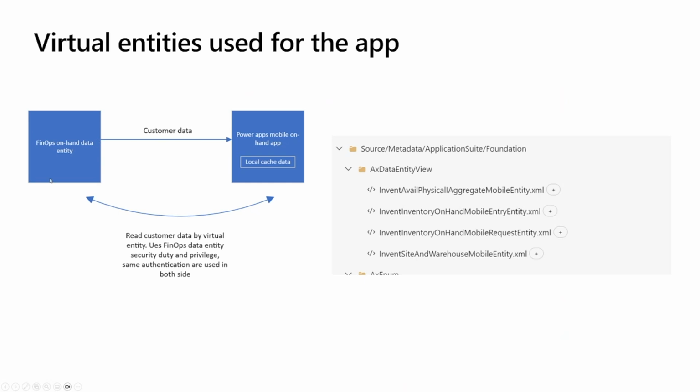Here is a brief architecture of how the data flow works across the platforms. We have the Dynamics inventory on-hand data entity, and then it is cached into this virtual entity in Dataverse. And on top of that, we have this mobile app. As mentioned previously, all the securities, duties, privileges, and same authentications are being used from both sides. And on the right side, here is a list of the virtual entities we built. You should be able to access and view them in your Dataverse environment that is used to support this mobile app to run.